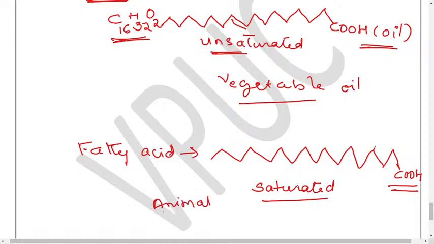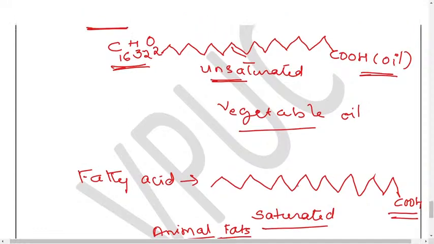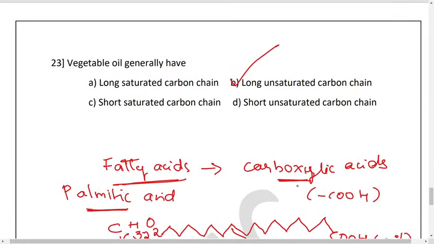Animal fats means a saturated carbon chain. They contain a saturated long chain carbon in the fatty acid. Vegetable oil means an unsaturated long chain carbon in the fatty acid. Okay, dear students, therefore, our option here for the question is a long unsaturated carbon chain exists in vegetable oil. If it is an animal fat, a long saturated carbon chain, single bonded carbon, exists.